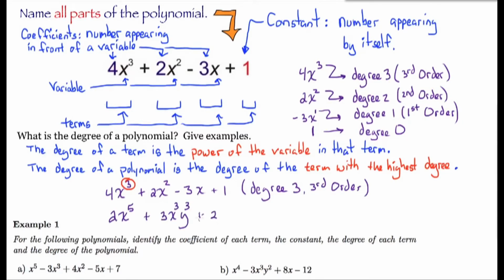Okay, so let's look at these examples in purple here. The first polynomial, the highest exponent is 3. So that's degree 3, or a third order. In the second one, we have x to the fifth, but then the other term is x cubed y cubed. So that's actually 3 plus 3, or degree 6.